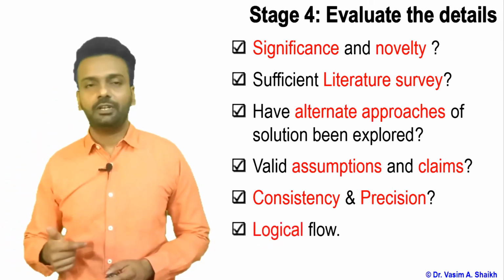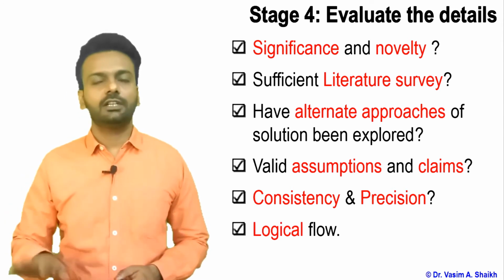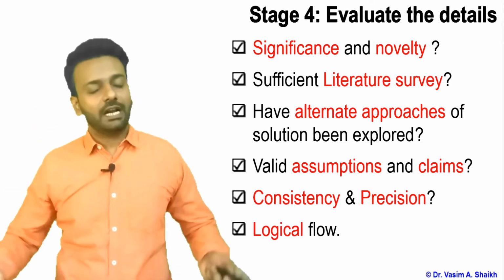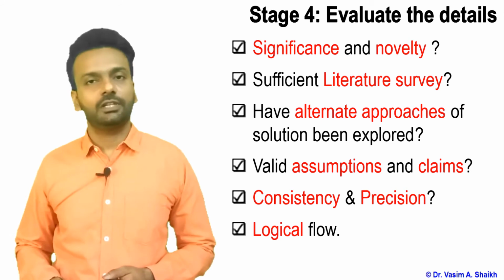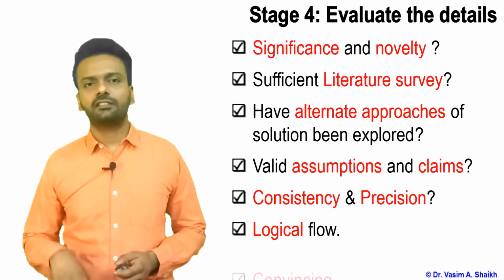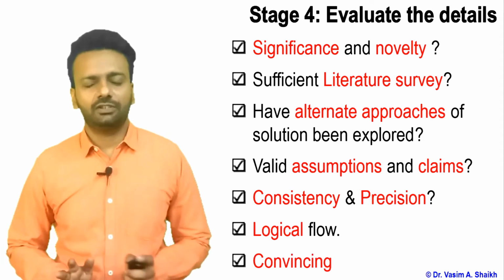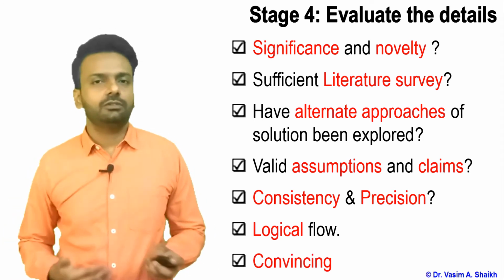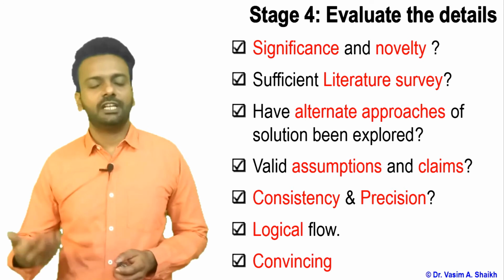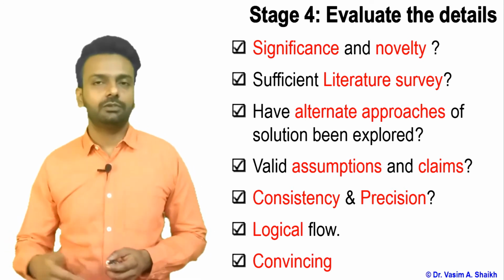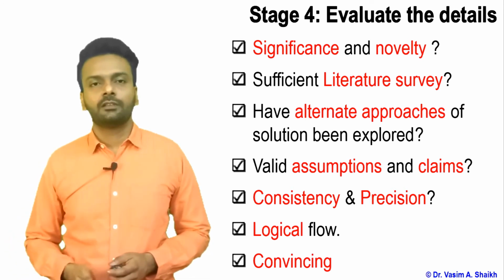Then, is there a logical flow? This is how you evaluate the detail, whether they are talking in a logical manner or a random manner. Then, is it convincing you? Whether you are convinced with their argument. If not, then what things can be improved, and so on. So this is how you evaluate the detail. So you have gone through stage 4. Now let us see what is stage 5 and what we need to do in stage 5.